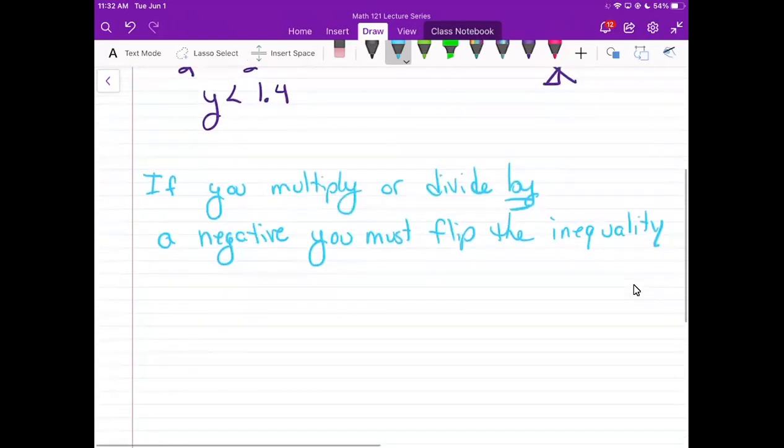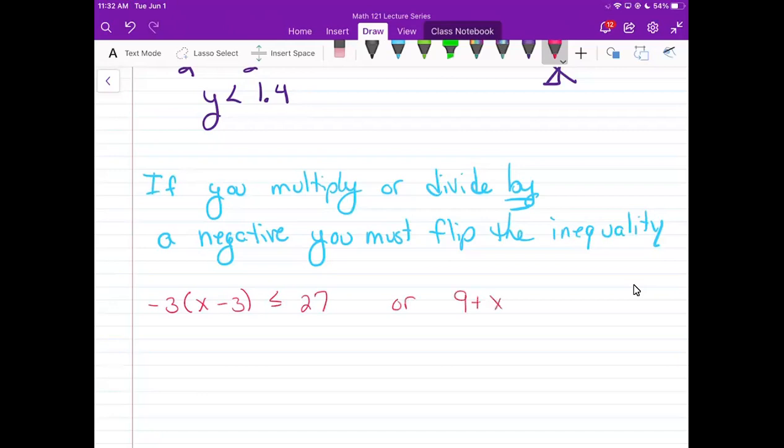As an example, let's consider a compound inequality where we have an or statement. For example, negative 3 times x minus 3 is less than or equal to 27, or 9 plus x is less than or equal to 19. If this had been an and statement where there was an inequality in between, we would work from the middle to both sides. Here we treat it as two separate equations.